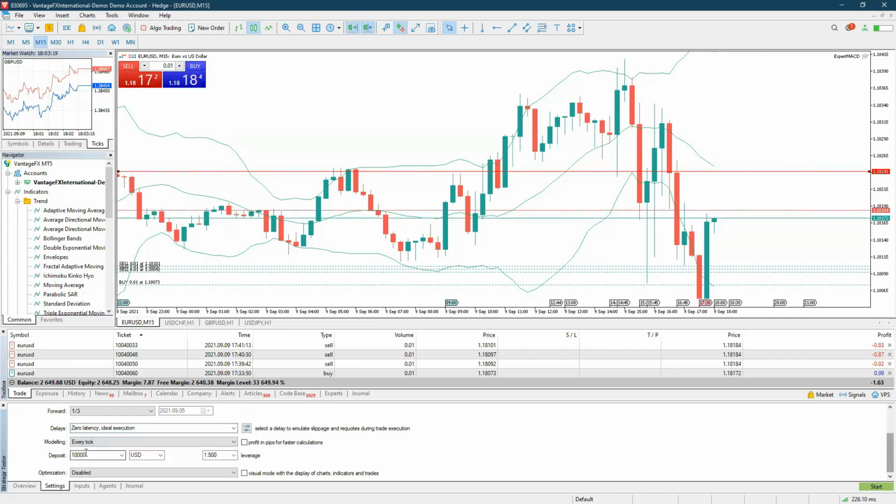Then your deposit. Here you are assuming the deposit, that's how much you are going to be depositing. So based on assumption, if you're not satisfied with 10,000, you could just make it $100 or something. Your leverage too, and then optimization. This is just how you're going to view it, so it doesn't affect the back test. And then you click on start.